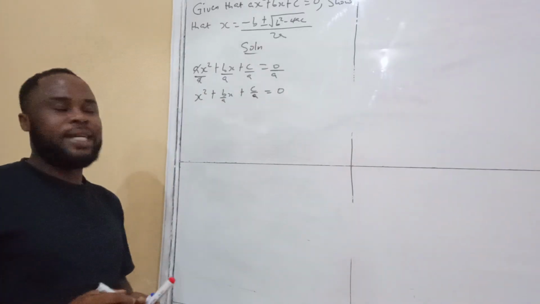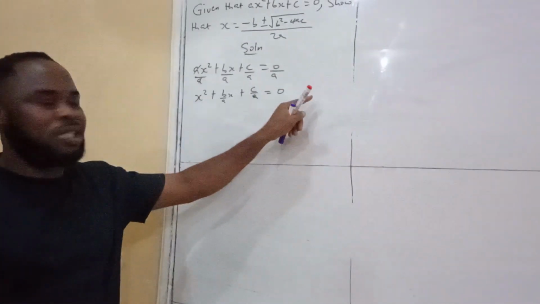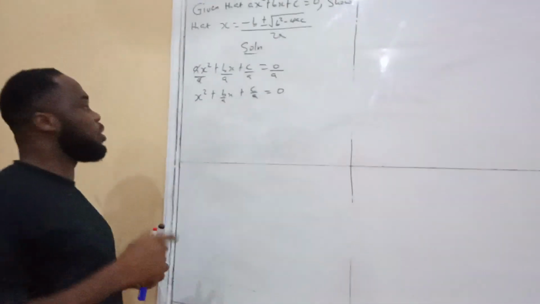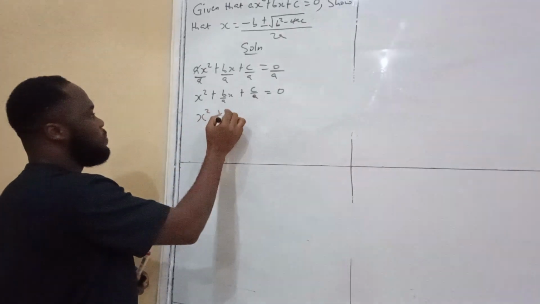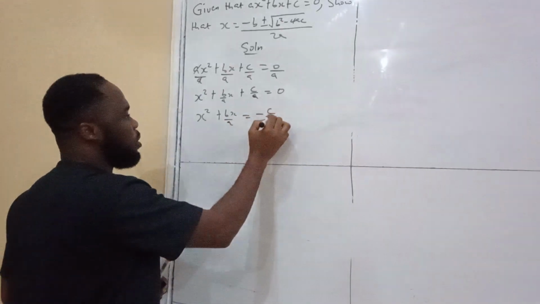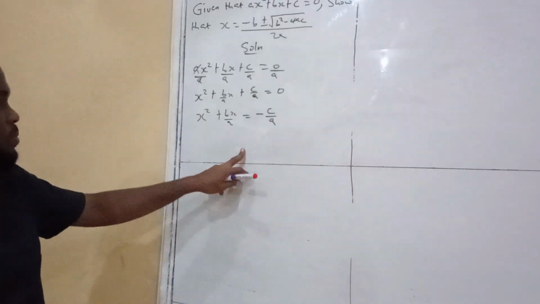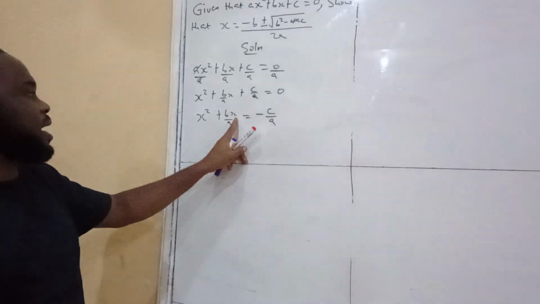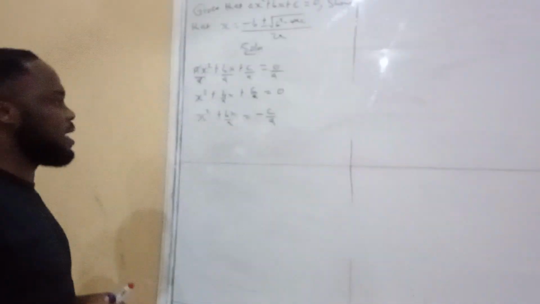So the next step is to take this constant term to the other side of the equation. And remember that when plus is crossing to the other side, it becomes minus. So we have x squared plus bx over a equals minus c over a. Now, the next step is to take half of the coefficient of x, square it, and add it on both sides.